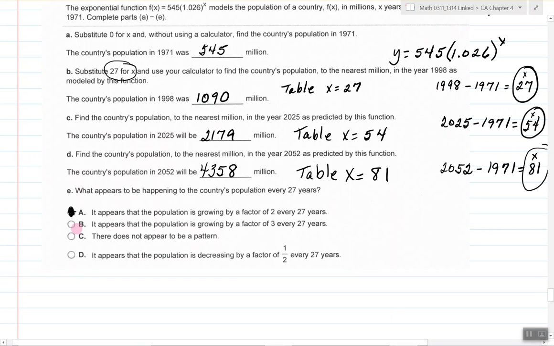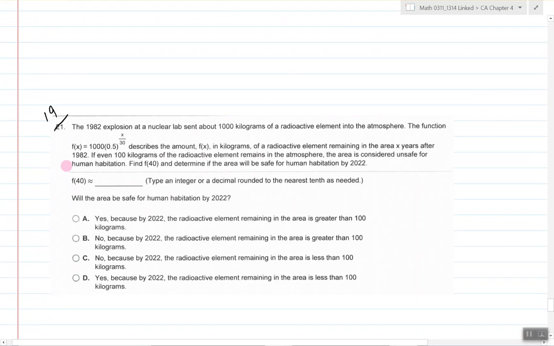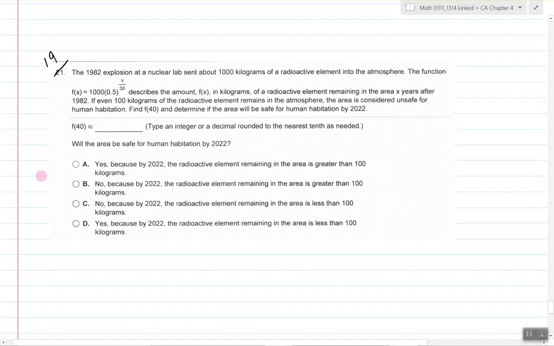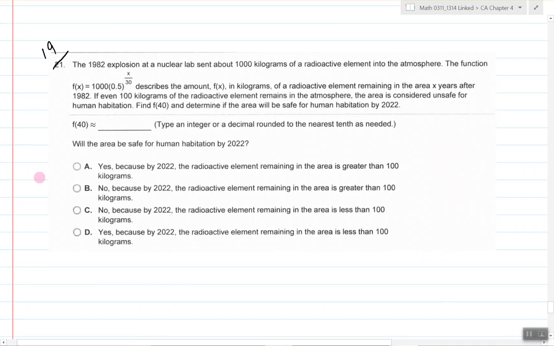All right, let's look at 19. This one is not population. This instead will be radioactive decay, I believe. It says, the 1982 explosion at a nuclear lab sent about 1,000 kilograms of radioactive element, they don't tell us what, into the atmosphere.